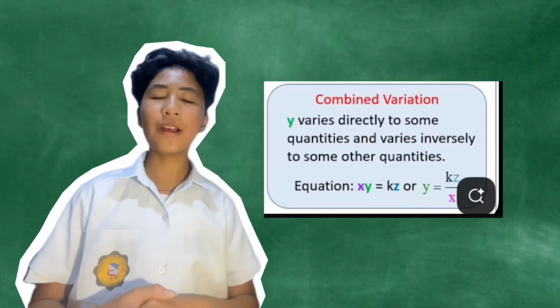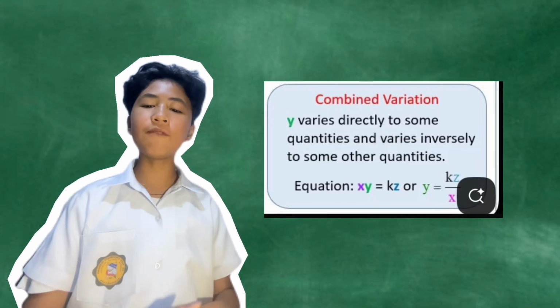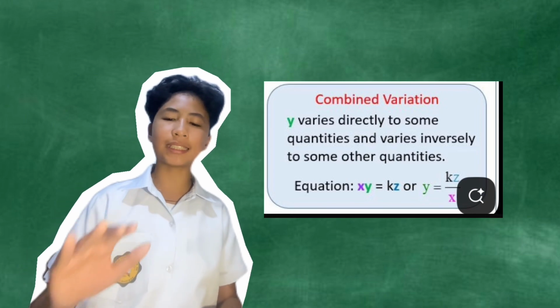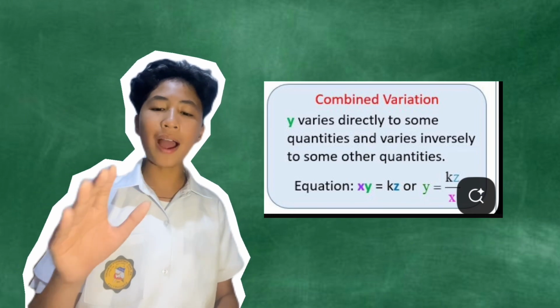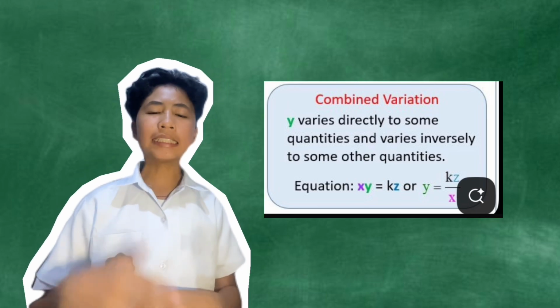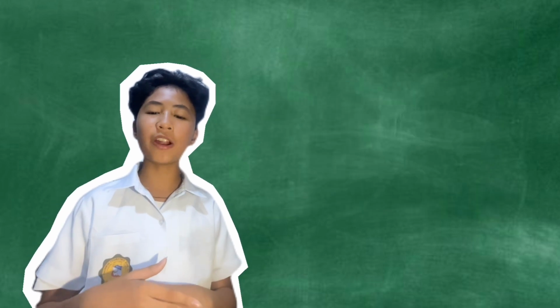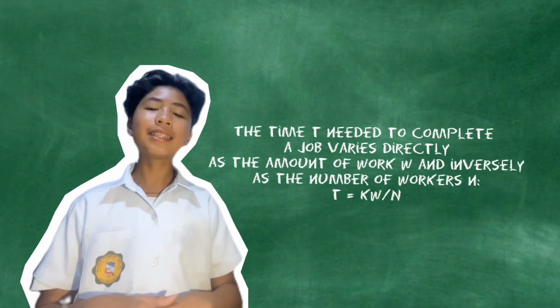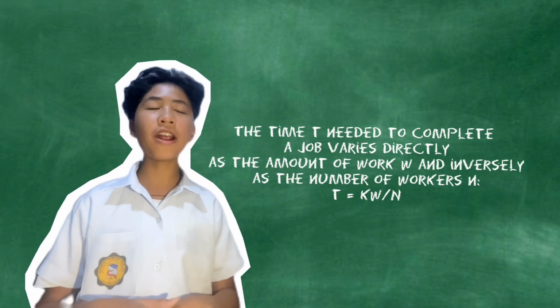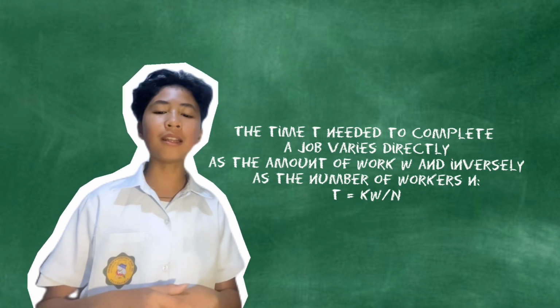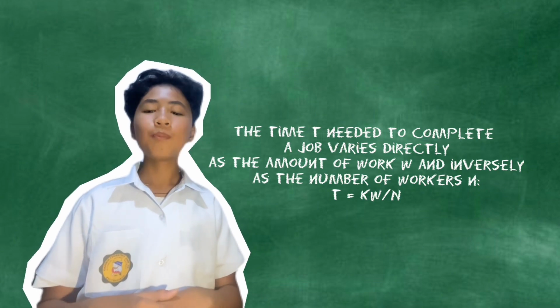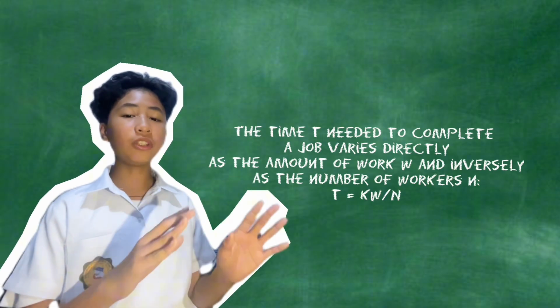Now, combined variation is when one quantity varies directly with some quantities and inversely with others at the same time. It's usually written as y equals kxz over w. It's a combination of direct and inverse variation. Example, the time T needed to complete a job varies directly as the amount of work W and inversely as the number of workers N. So, T equals kW/N.